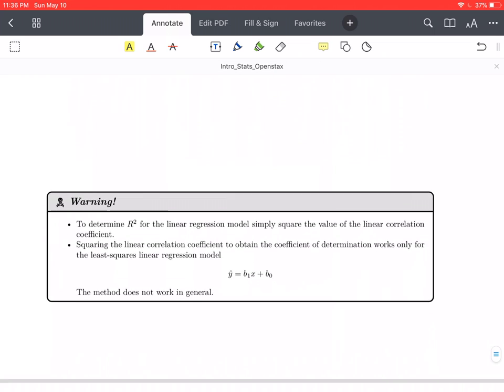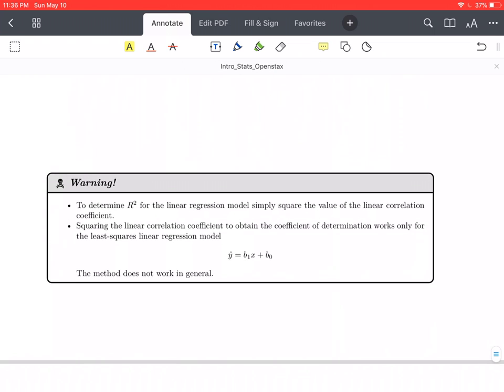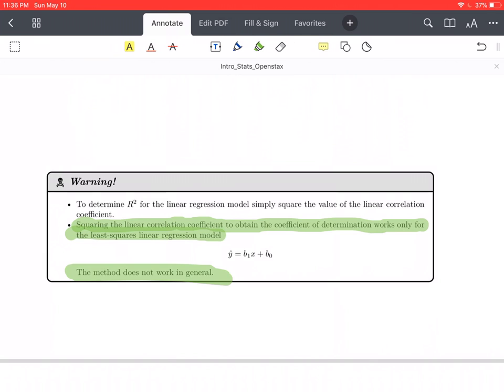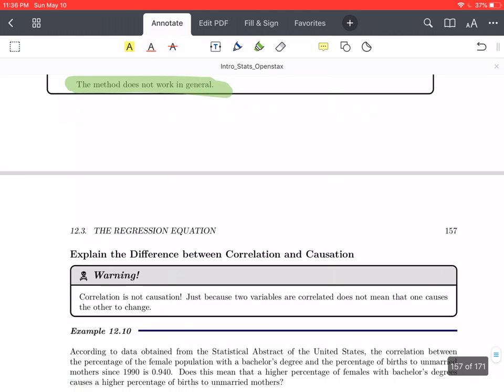So there we go. It talks about squaring the correlation coefficient. Now, this method, and this is why they mention it in a box here, squaring that linear correlation coefficient to obtain big R squared works only for the least squares regression, linear regression model. So this method does not work in general. It only works when we're dealing with linear regression. If we do any other type of regression, or if there was any other type of relationship, this wouldn't work. But this is what we're doing right now, so we can go ahead and use that to our advantage.